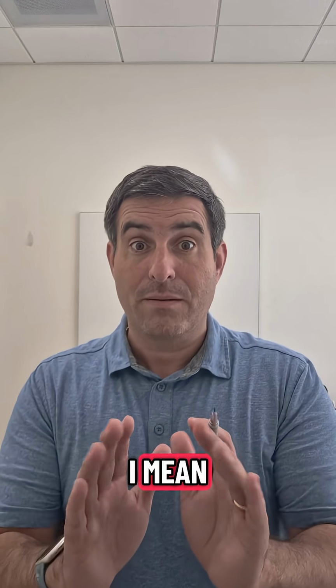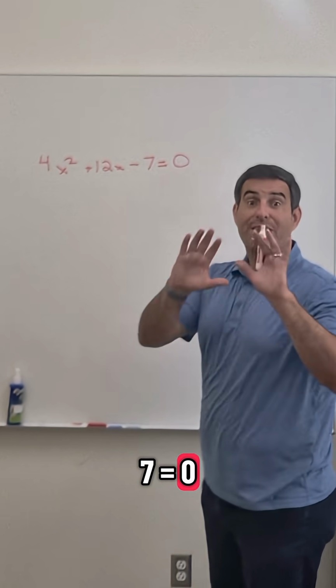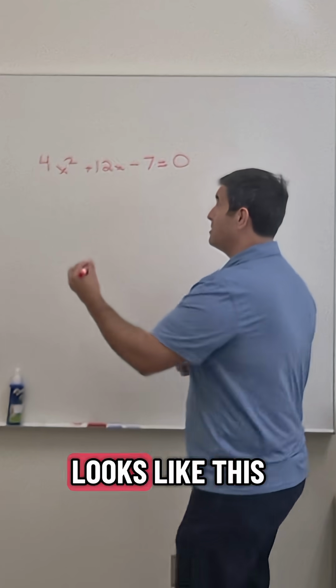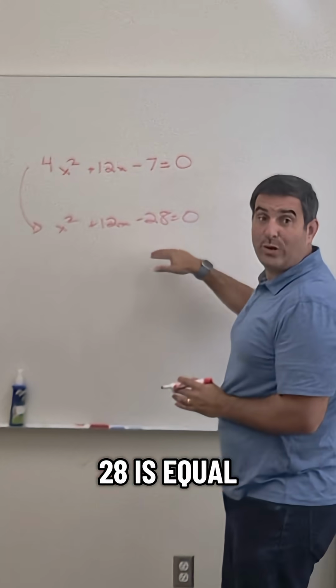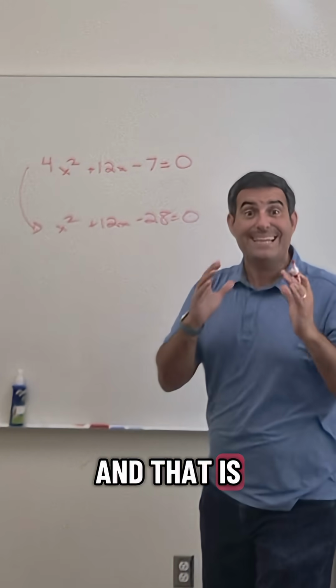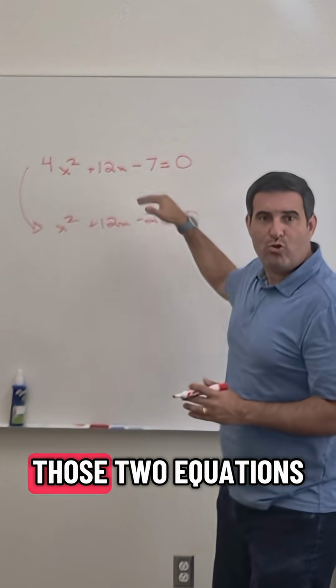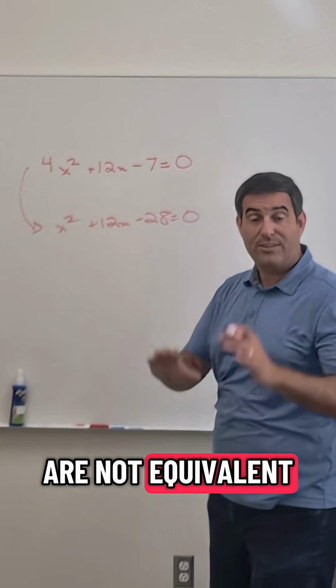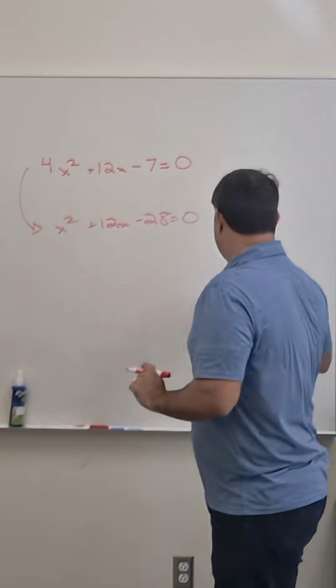So let me show you what I mean. Let's say you have this quadratic, 4x squared plus 12x minus 7 is equal to 0. If you're doing the illegal move, the next step looks like this: x squared plus 12x minus 28 is equal to 0. And that is illegal. If you're not justifying what you're doing here, someone looking at this will say, that's not allowed. Those two equations are not equivalent. What are you doing? So here's what you should do instead to justify it.